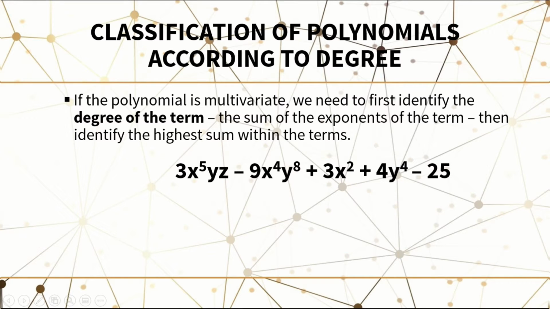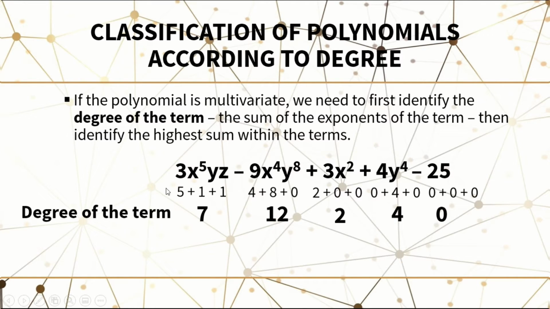Take a look at this example. We have 3x to the 5th yz minus 9x to the 4th y to the 8th plus 3x squared plus 4y to the 4th minus 25. So, again, kukunin muna natin yung degree of the term kasi ito ay sa multivariate polynomial. So, in this case, pag-aatin lang natin lahat ng exponent values nila. So, katulad sa unang term na ito, mapapansin natin na yung 5 at yung 1 at yung 1 ay pinag-add natin dito. Kaya siya naging 7.